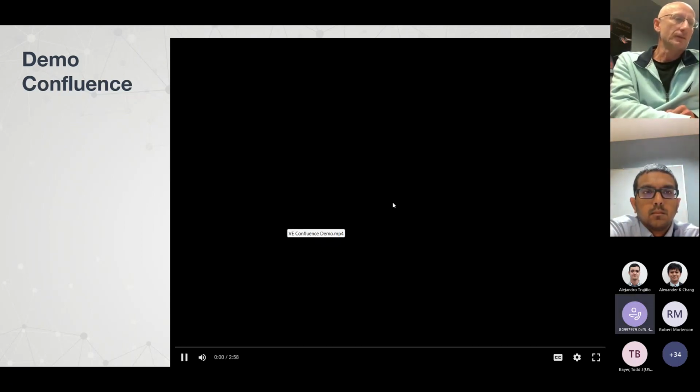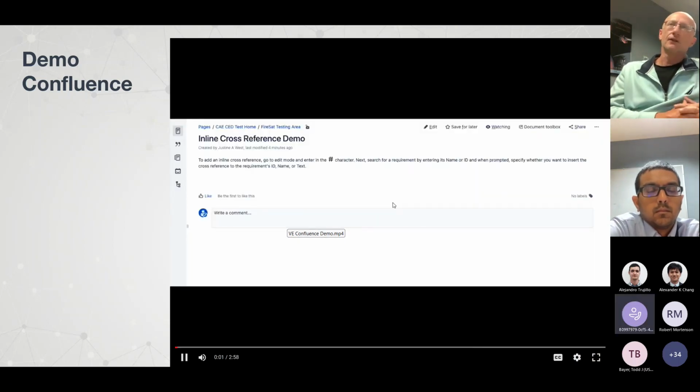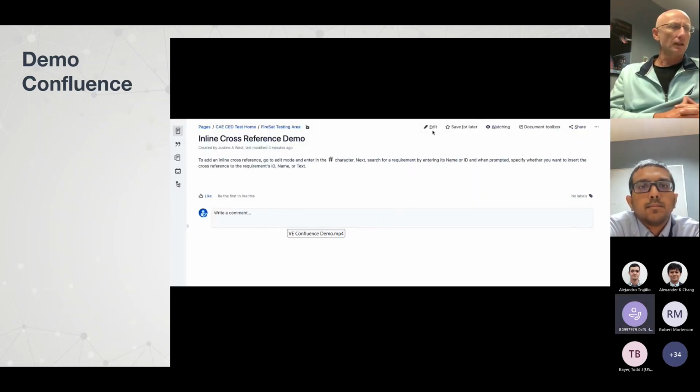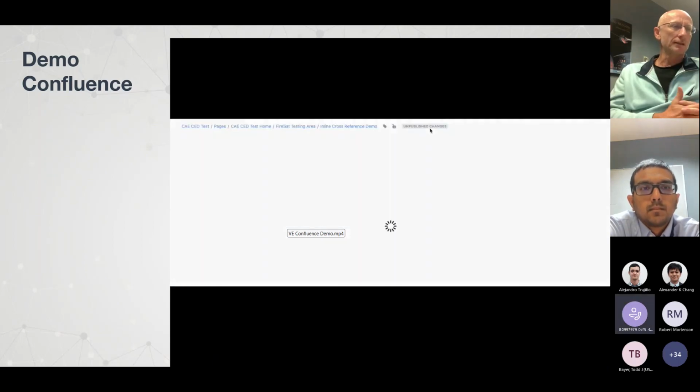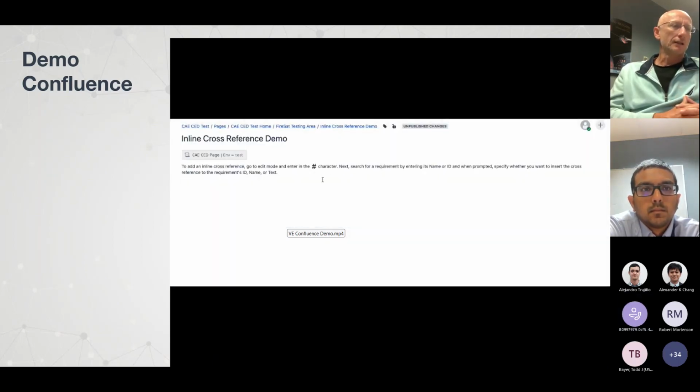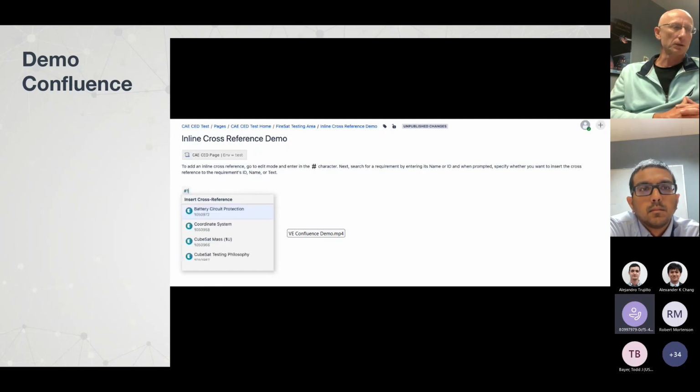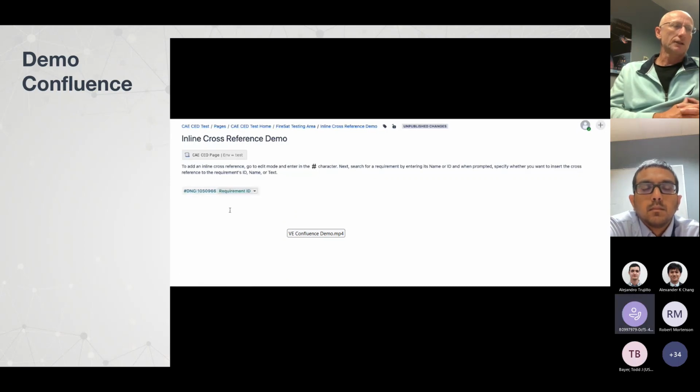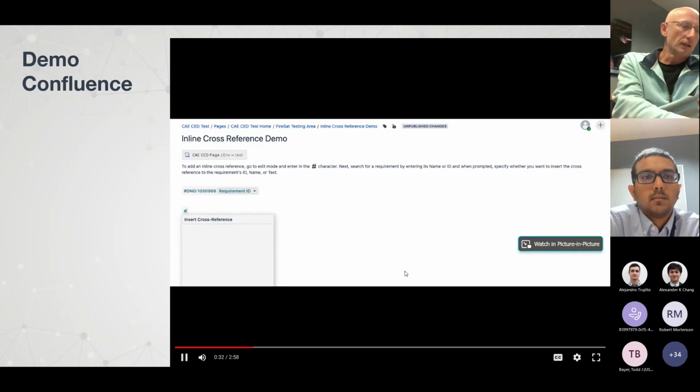So let's see a little demo here. The demo you see here is around requirements. You edit the Confluence page, and you can cross-reference using the hashtag sign requirements by ID, for example, and put them into your Confluence page. We're actively using that for document authoring on the MSR project right now. And you can choose what you want to see, the ID, the text, and so on.